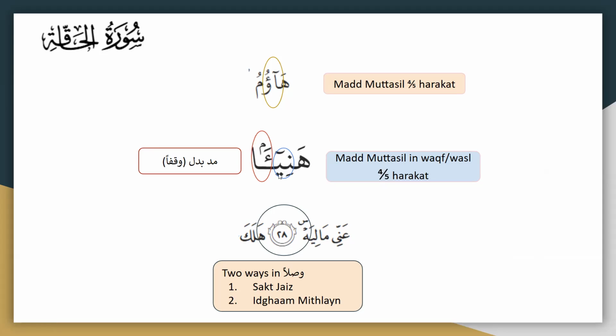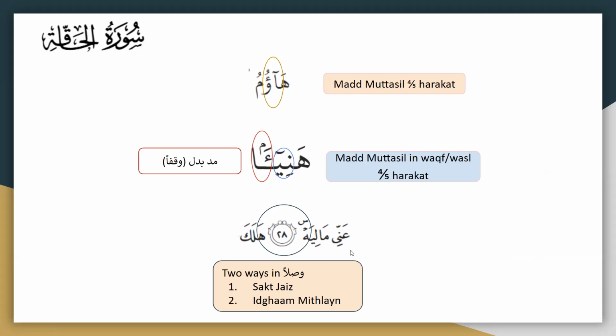Hani-a. If you're continuing, you will be applying the qalb rule because the tanween has been changed into the meem because the ba is in the next word. Hani-am, and then you apply the ghunna accordingly. But due to waqf, it's mad badal.